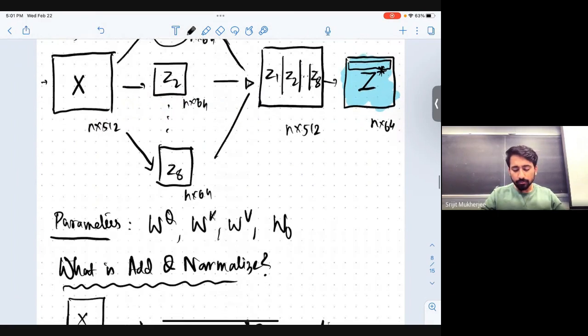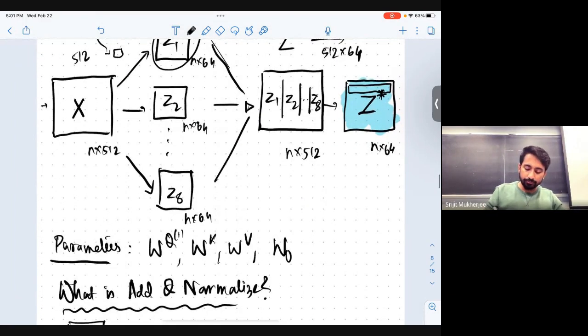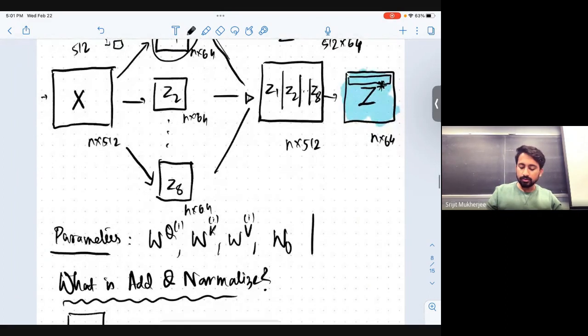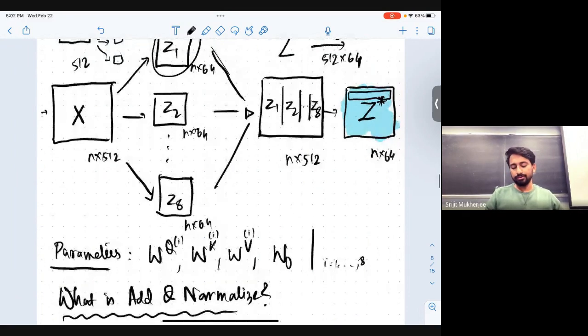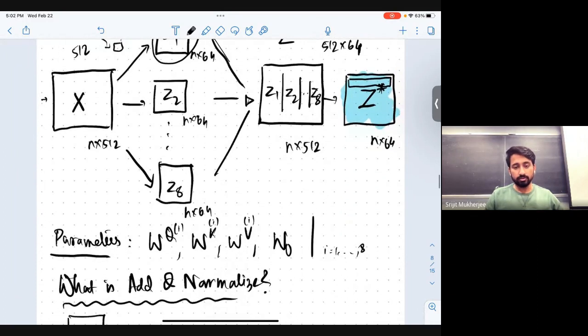Okay, now understand what the parameters are. The parameters are W K, and you can see for each of the 8 of them, so W K i, W Q i, W V i, for each i, 8 of them there. So 8 into 3 is 24, and plus 1, the W naught here, so 25 parameters here, like matrices to learn.